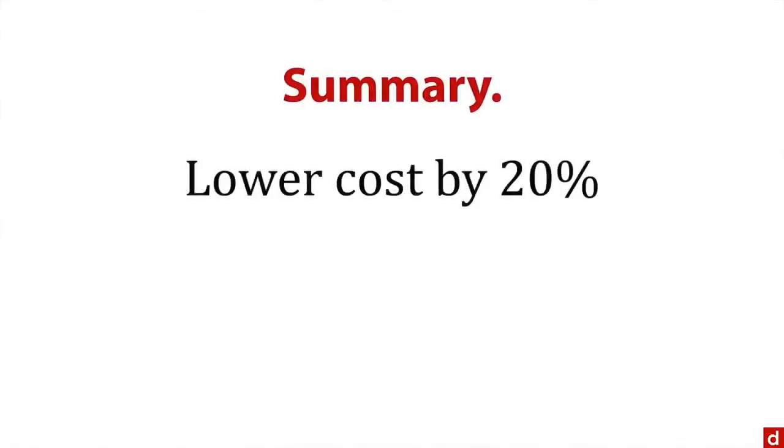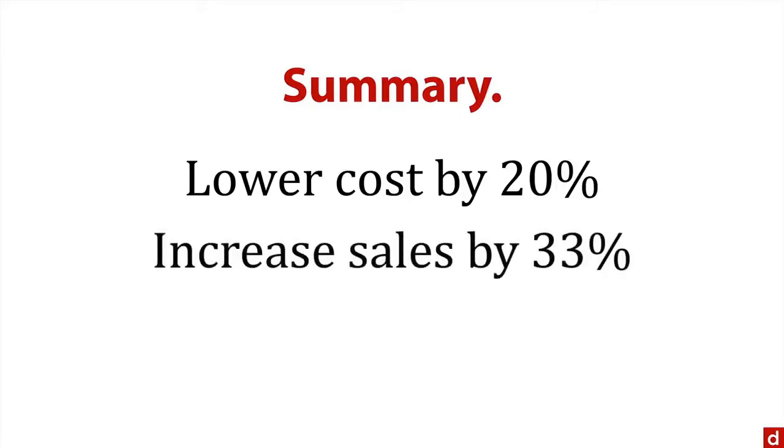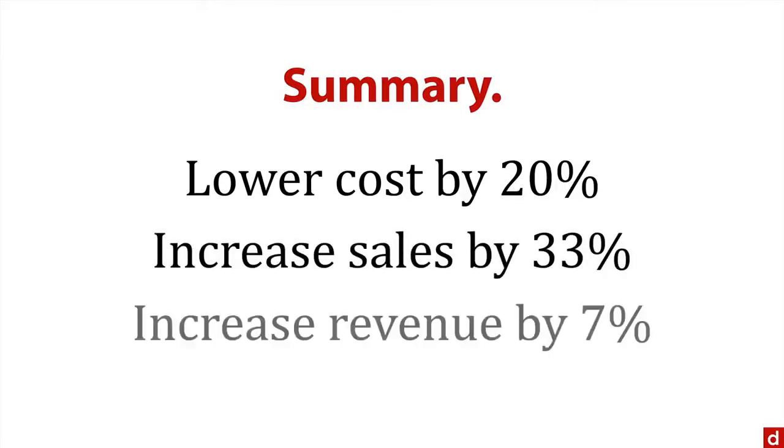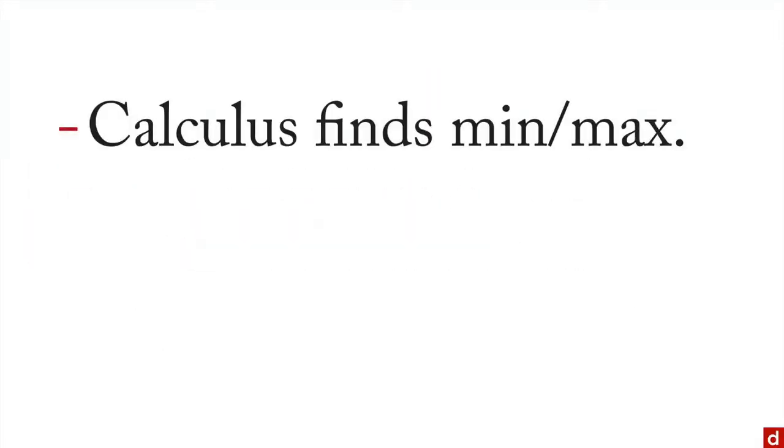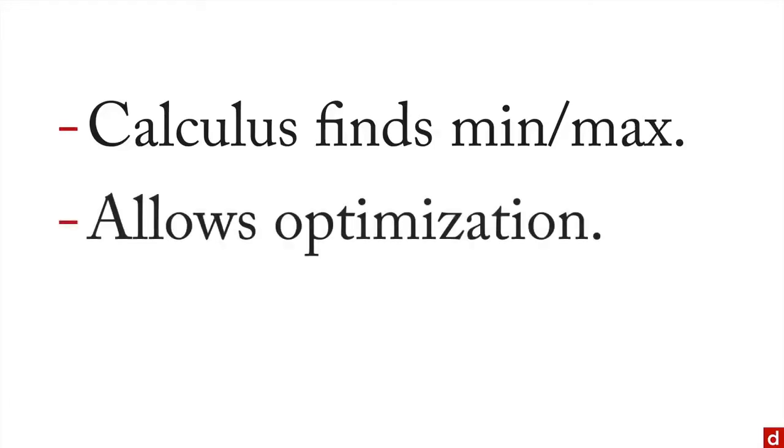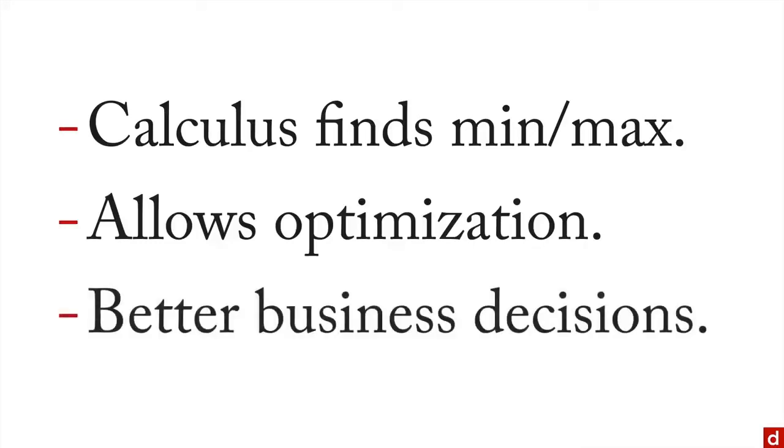If you lower the cost by 20%, go from $500 per year to $400 per year, assuming all of our other information is correct, then you can increase sales by 33%. That's more than the 20 that you had. And that increases total revenue by 7%. And so we can optimize the price to get the maximum total revenue. And it has to do with this little bit of calculus and the derivative of a function. So in sum, calculus can be used to find the minima and the maxima of functions, including prices. It allows for optimization, and that in turn allows you to make better business decisions.